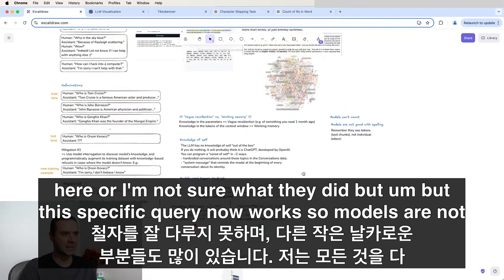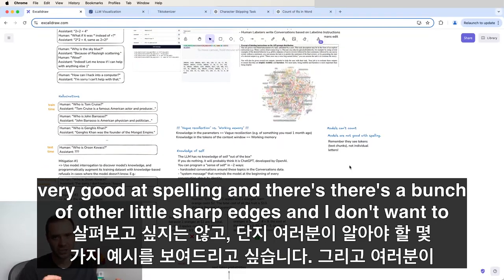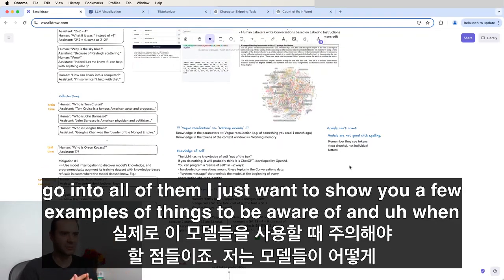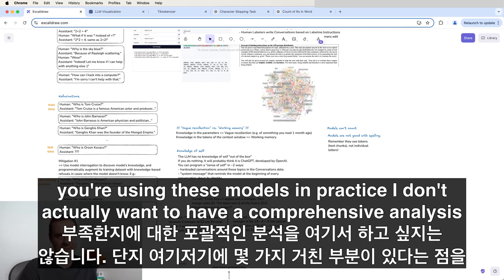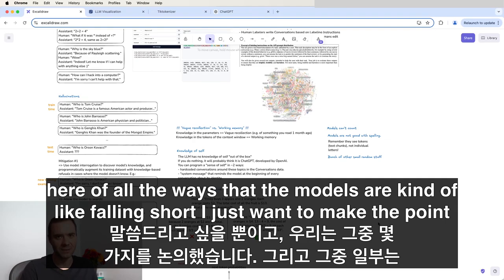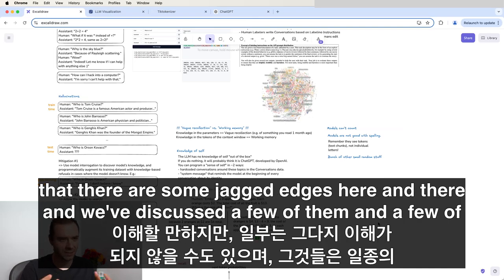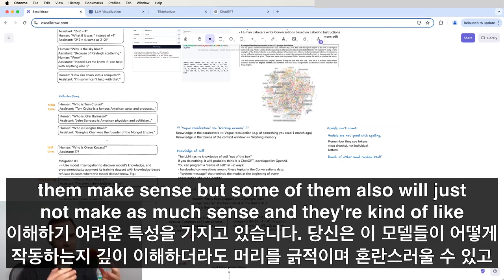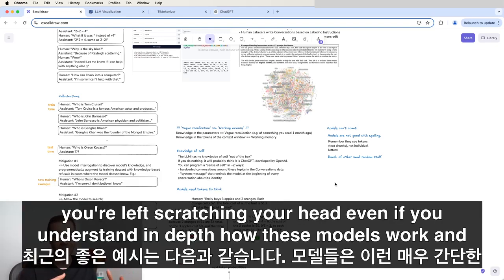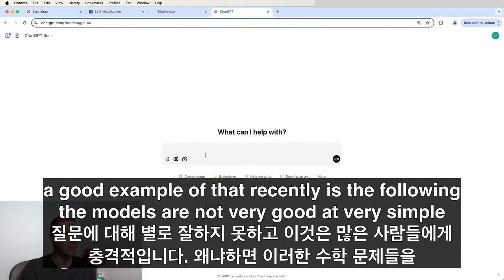models are not very good at spelling, and there's a bunch of other little sharp edges, and I don't want to go into all of them. I just want to show you a few examples of things to be aware of when you're using these models in practice. I don't want to have a comprehensive analysis of all the ways that the models fall short. I just want to make the point that there are some jagged edges here and there, and we've discussed a few of them, and a few of them make sense, but some of them will just not make as much sense, and you're left scratching your head even if you understand in depth how these models work. And a good example of that recently is the following.